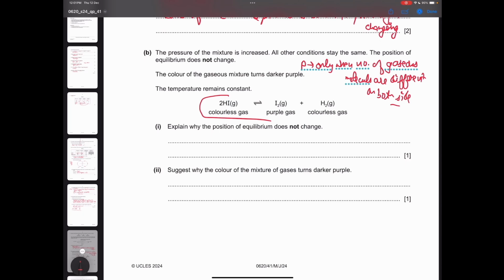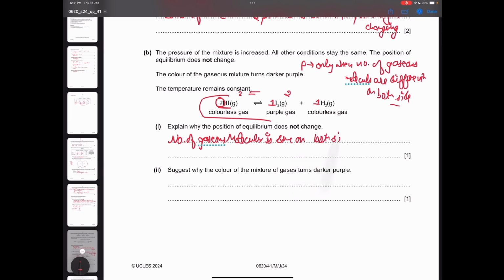But in this case, if you check on the reactant side, two gaseous molecules are here, and on the product side, one gaseous molecule, another gaseous molecule. So it is 2 is to 2 only. So the number of molecules are the same. Now, what do you need to write? You just need to write because the number of gaseous molecules is the same on both sides.